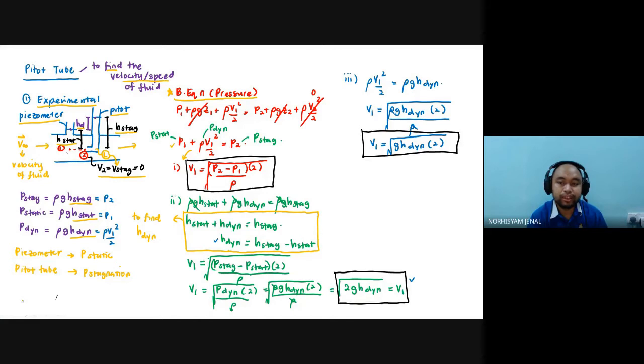And the third one over here, instead of using this equation, you can just go with rho V1 square over 2 equals rho g h dynamic. Both of them will provide you the same equation. So there are 3 ways for you to find out the velocity at point 1, because velocity at point 1 should equal the velocity of flow in the pipe.